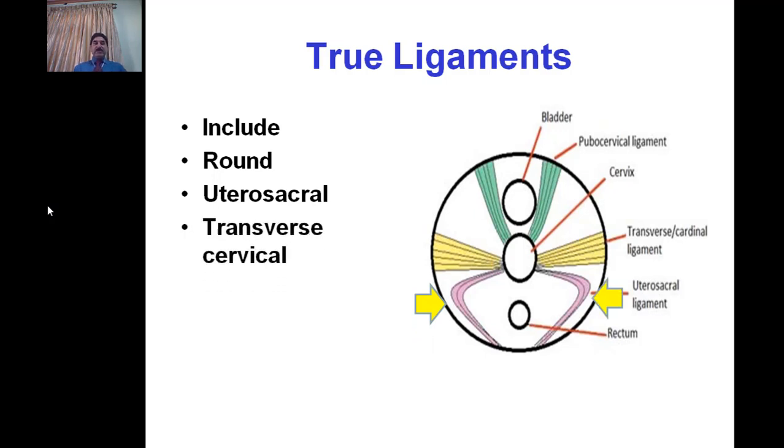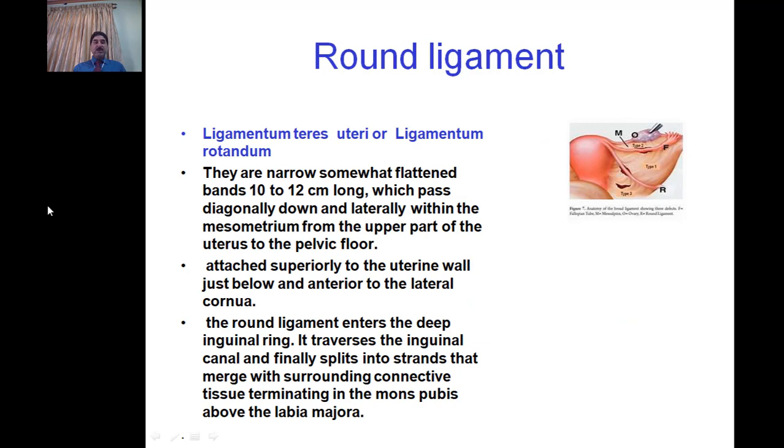Round ligament of the uterus. It is also called a ligamentum teres uteri or ligamentum rotundum. They are narrow, somewhat flattened bands 10 to 12 centimeters long, which pass diagonally down and laterally within the mesometrium from upper part of the uterus to the pelvic floor. They are attached superiorly to the uterine wall, just below and anterior to the lateral cornu.